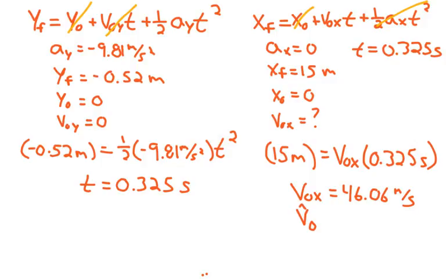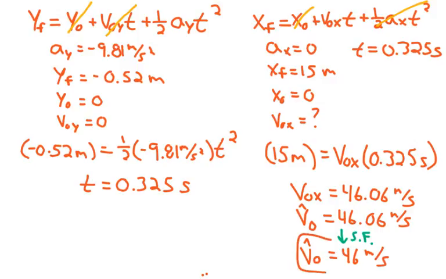So my initial velocity vector is 46.06 meters per second. And finally, watching my sig figs here, I get an initial velocity that is equal to 46 meters per second. And that's my final answer.